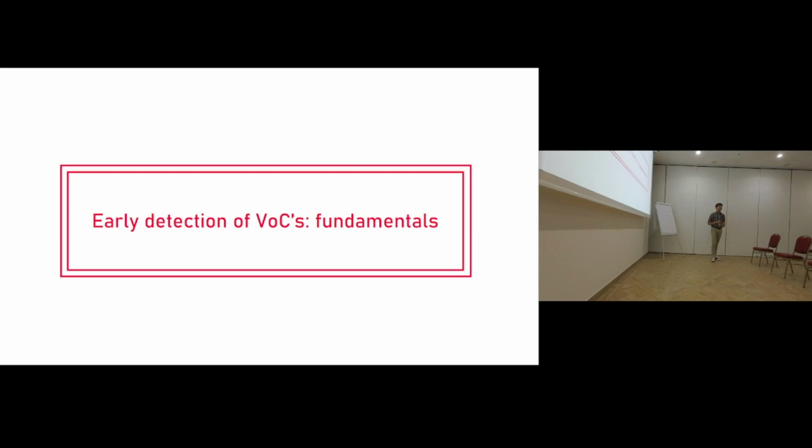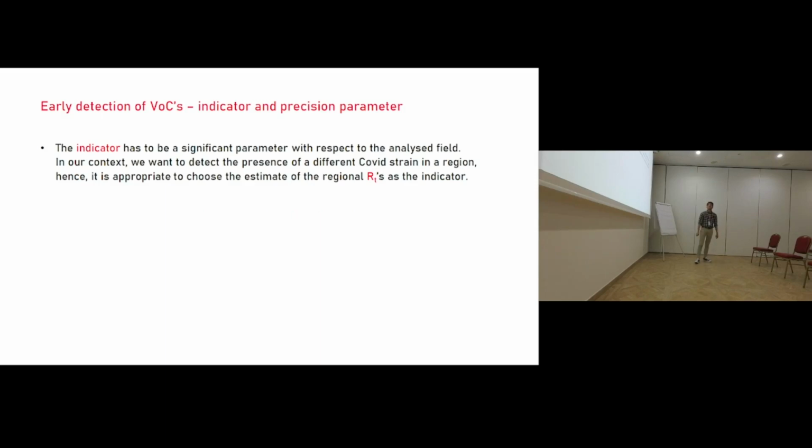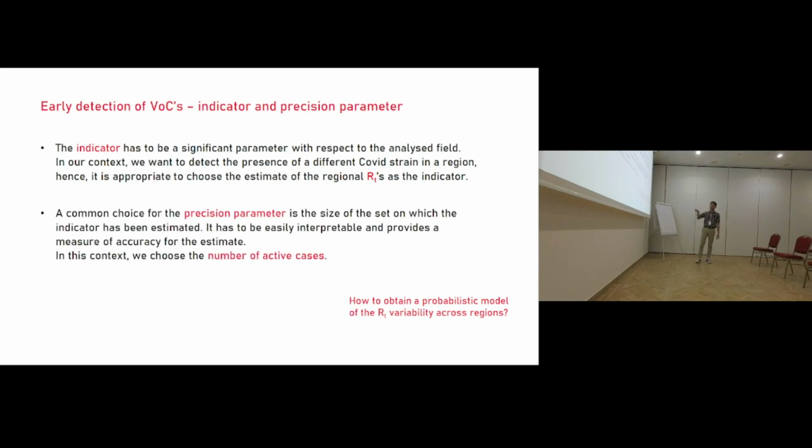Okay, disclosure ended. We can go to the fundamentals of this tool. As I already said, the indicator has to be a significant parameter with respect to the analyzed field. In our case, we want to detect COVID variants of concern, and so it is appropriate to choose the RT as our indicator. First question, how to obtain a probabilistic model of the RT variability across regions? And concerning the precision parameter, a common choice is the size of the set on which the indicator has been estimated. In our case, we want to choose the number of active cases, which is easily interpretable, and so there is a natural second question: how do we calculate the RT starting from the active cases?